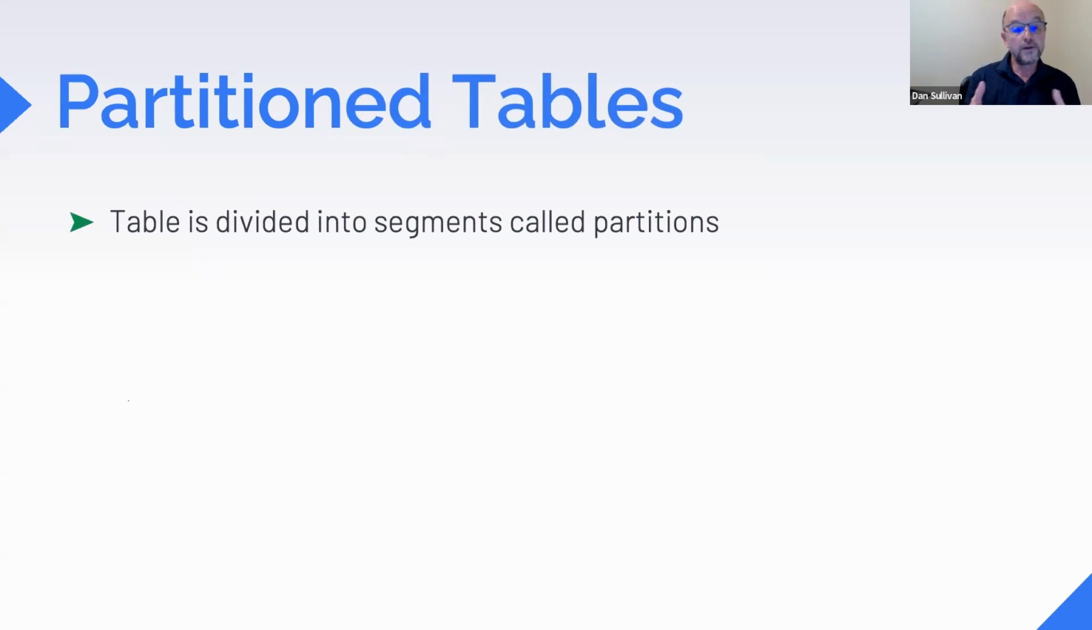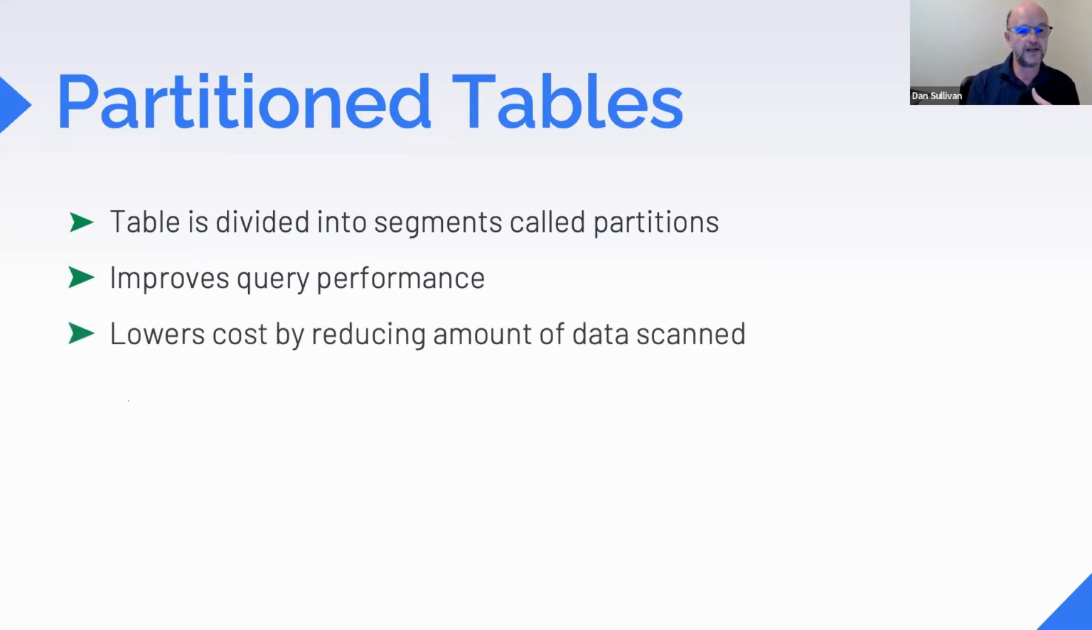The way we use partitioning is that we partition individual tables, and the tables get segmented into these smaller blocks, and we call those partitions. And as I mentioned, it improves query performance because it reduces the amount of data we have to scan, and it also lowers our costs.